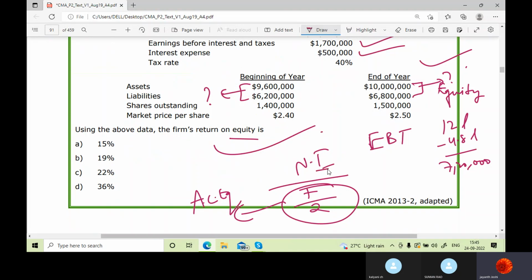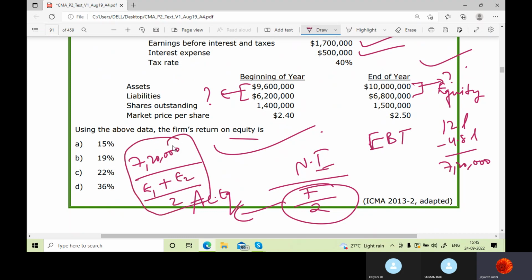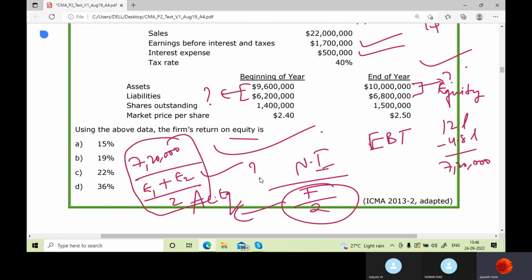So now net income is 7,20,000 divided by this minus this, which will give you the beginning year equity, equity 1, plus this and this difference, which will give you the end year equity, equity 2, whole divided by 2. And then you divide and tell me the answer. I'm waiting for your answer.